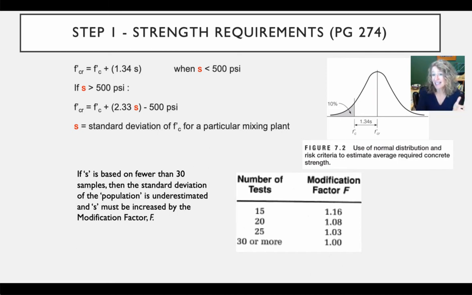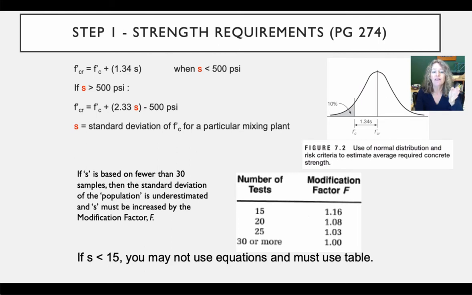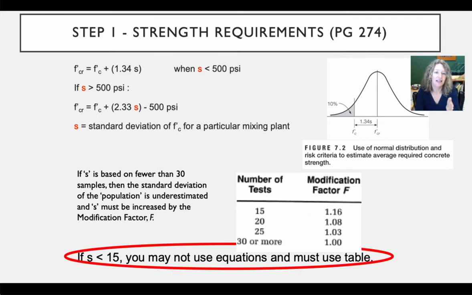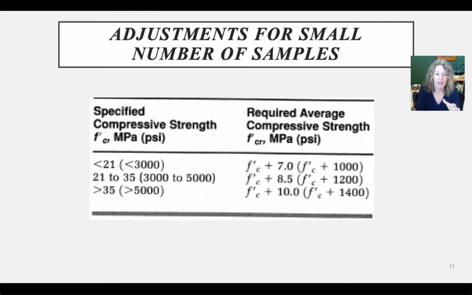If it's only 15, we have to increase it by 16%, and you can see some other values; we just interpolate to get the modification factor that we would increase the standard deviation by. But here's the deal: notice that this table starts at 15. If you are less than 15, you are not allowed to use equations 7.1 and 7.2. In fact, what you have to do is use a very conservative formula. So let's take a close look at this.